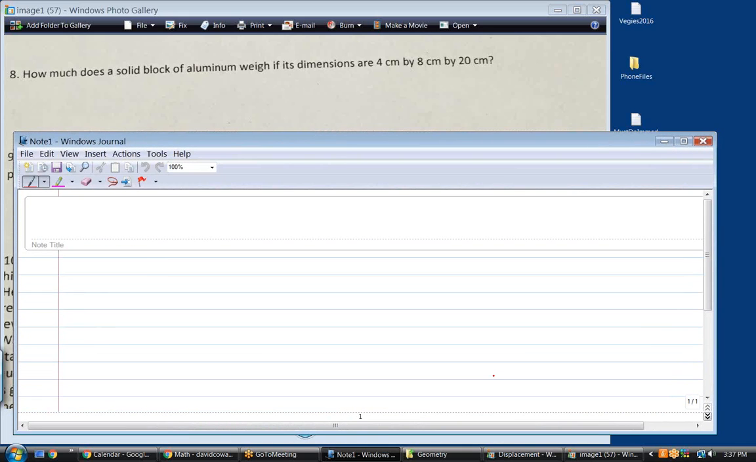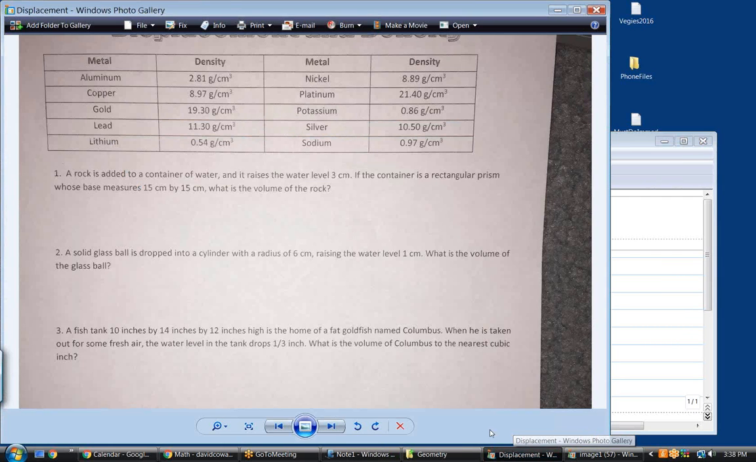Oh, you just take the base. You just do the volume, height times the... Yeah, it's a rectangular prism. So it's just 4 by 8 by 20. Right. Okay. 4 by 8 by 20 is 640 cubic centimeters.